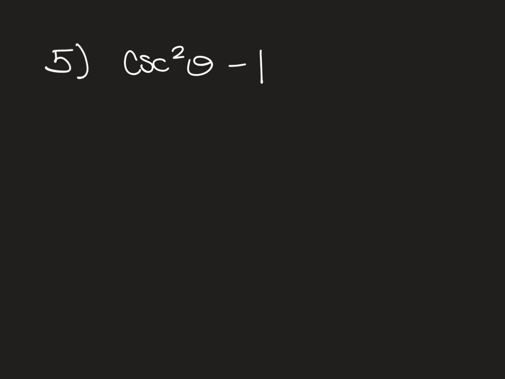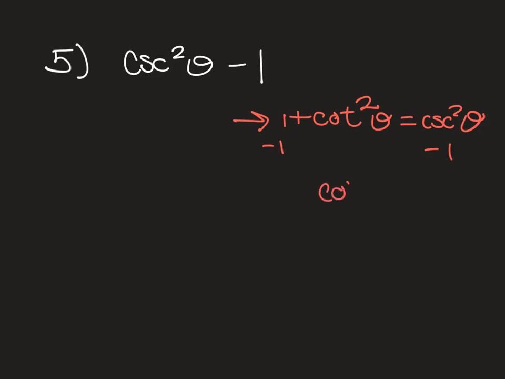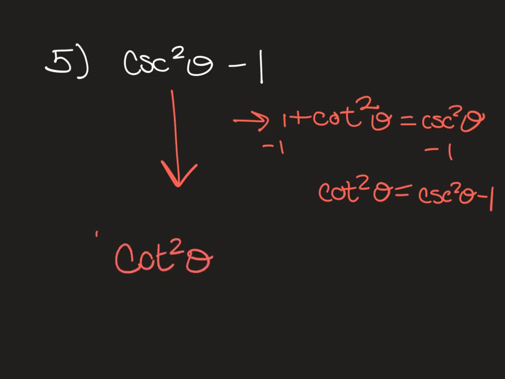Anytime you have a trig function squared, I would recommend looking at your Pythagorean identities, especially when there's no 1 in the expression. So if we go look at our Pythagorean identities, we have one that says 1 plus cotangent squared theta equals cosecant squared theta. And I can manipulate this by minusing the 1 over. So cotangent squared equals cosecant squared theta minus 1, which is what I have right here. So this expression that I have in white is equivalent to cotangent squared theta.